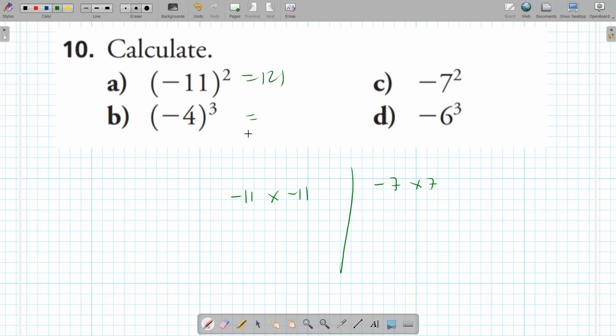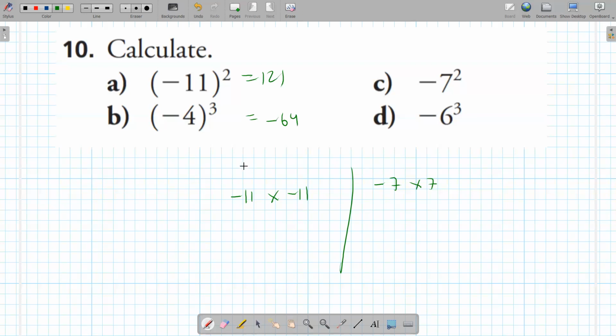Wait, if it has brackets for any power, you just do the negative each time? Yeah, or just plug it in a calculator. You have the bracket sign on the calculator as well. So you can plug it in. It's -64. Yeah, it's -64.